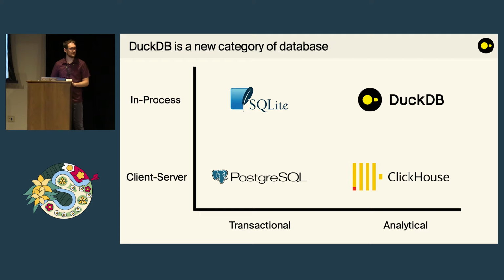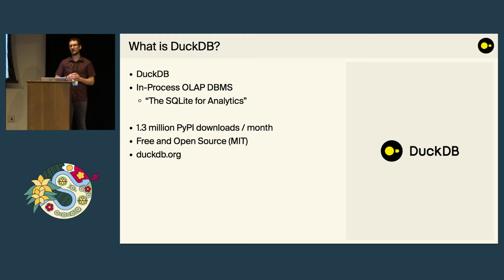So a bit more concretely, we call ourselves the SQLite of analytics. We're big fans of what SQLite has accomplished. We have 1.3 million downloads on PyPI per month. Python is one of our client libraries, but it's by far the most popular. It is free and open source, MIT license. So as Hannes likes to say, it's free as in free beer. So go build a company on it.